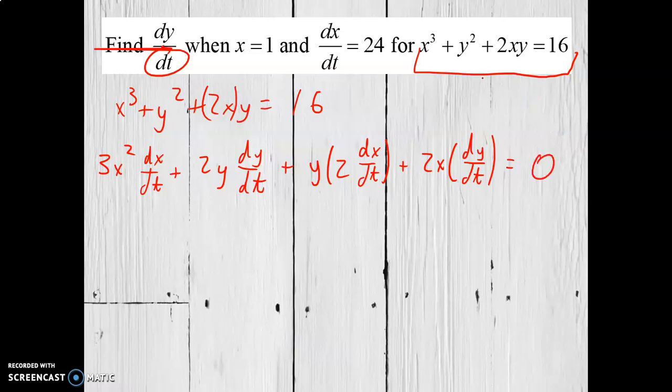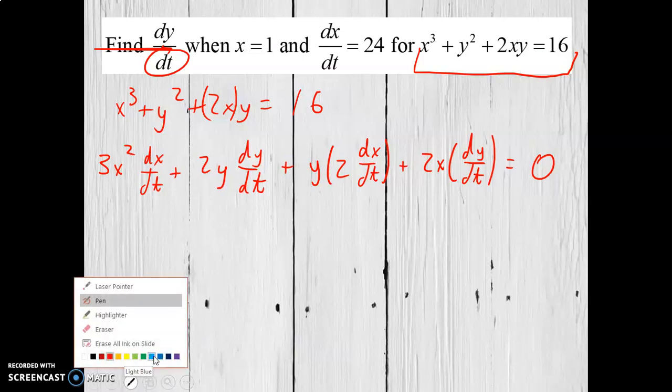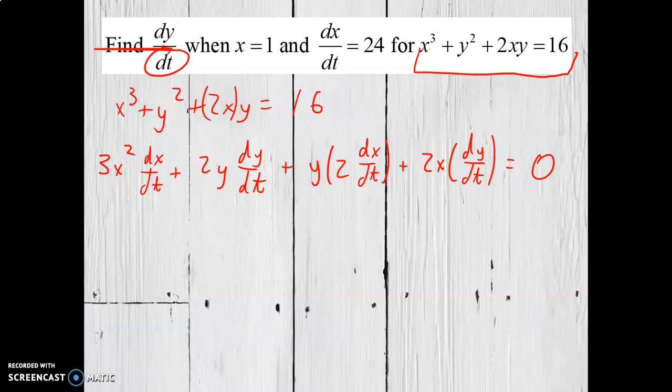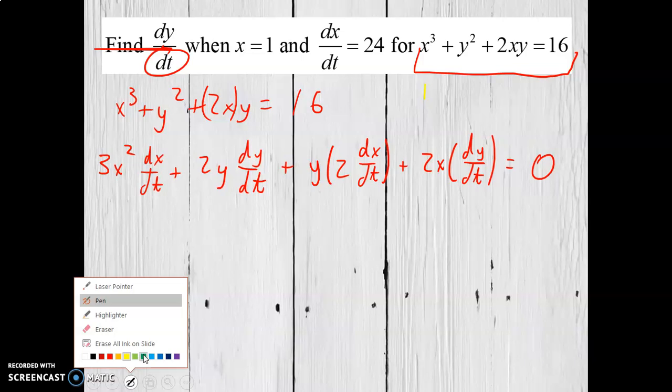Now let's start plugging some things in. Now I do have a y in this equation 2 times, so I'm going to have to figure out what y is also. Let's do that real quick. So I'm going to switch colors. Let's go to yellow. Actually, yellow is not showing up very well. Let's switch it to green.